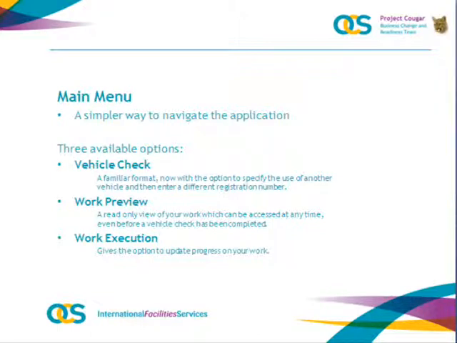The new main menu represents a simpler way of navigating the application. The first of the three options is the vehicle check. This is mandatory and no work progress can be recorded until it has been completed. Work Preview allows you a read-only view of your work at any time, even without completing a vehicle check. Work Execution is the menu choice to allow progress to be recorded on your work.